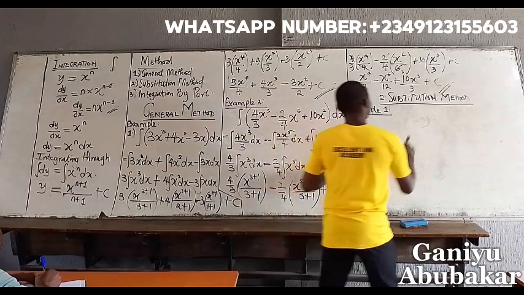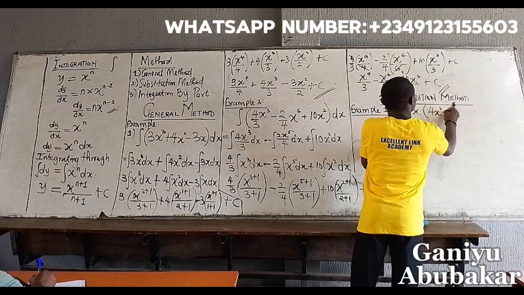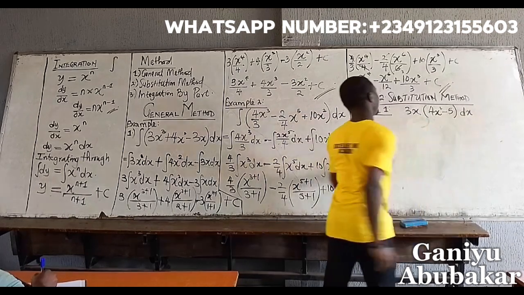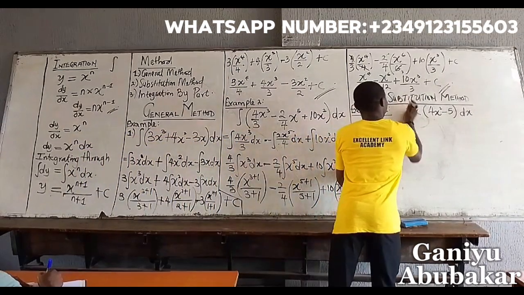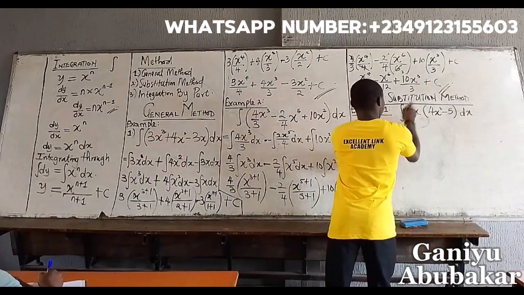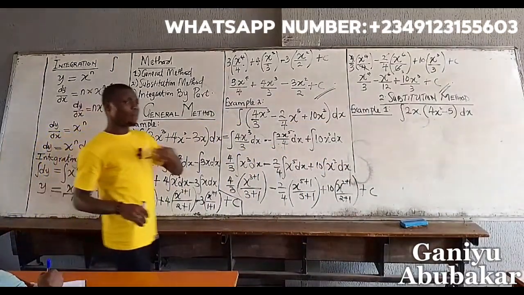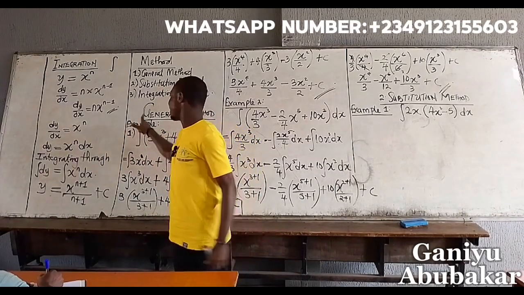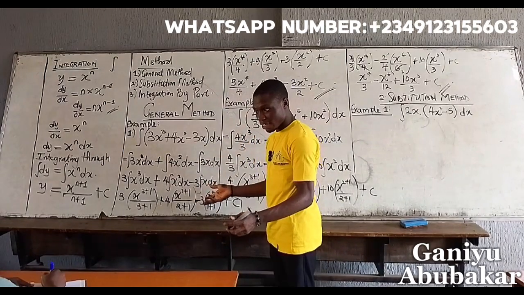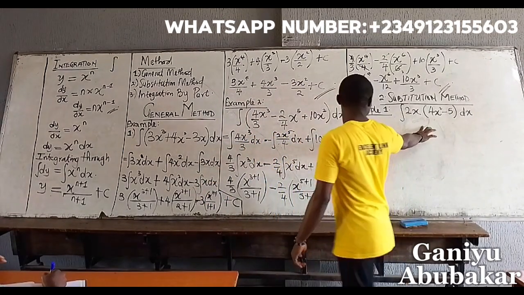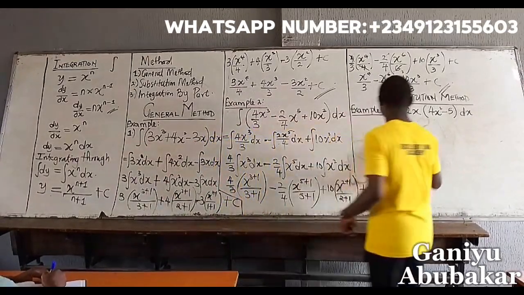Example one: integrate 3x into 4x squared minus 5 dx. This is a question about the substitution method. Now listen up. The difference from the general method is that the general method is linear, straightforward, plus, minus, minus, plus. It's all about multiplication. Now I have to apply the substitution method to this one.